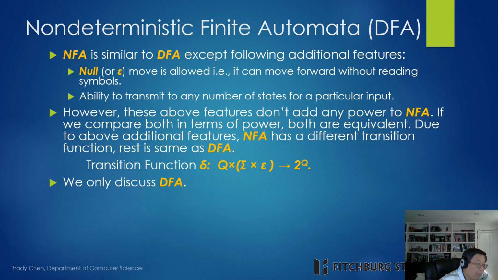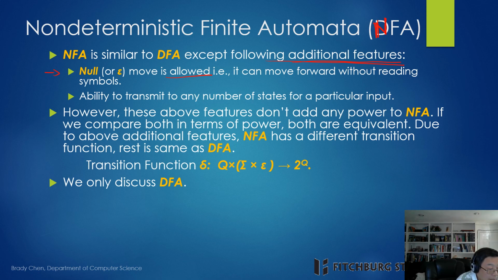Now let's define the non-deterministic finite automata, DFA. Oh, I'm sorry, it's an NFA. That's a mistake. I need to correct this. Okay. An NFA is similar to a DFA. It looks similar, but it's very different. It's similar to a DFA, except for the following additional features, which make a huge difference. Number one, in an NFA, null or epsilon moves are allowed.